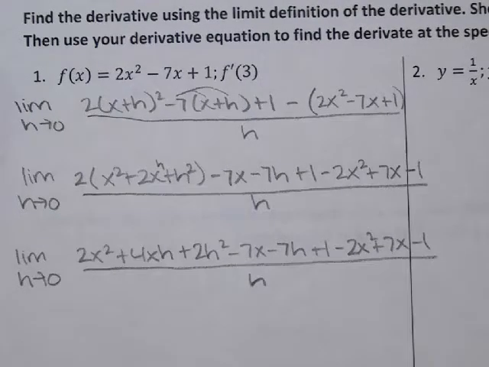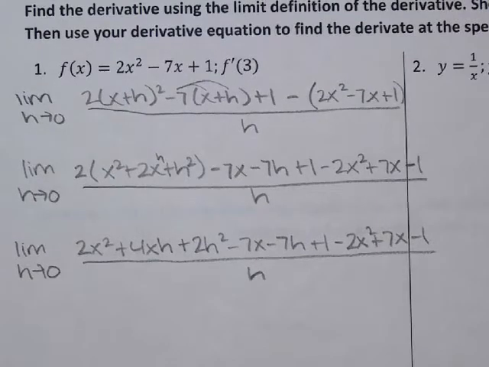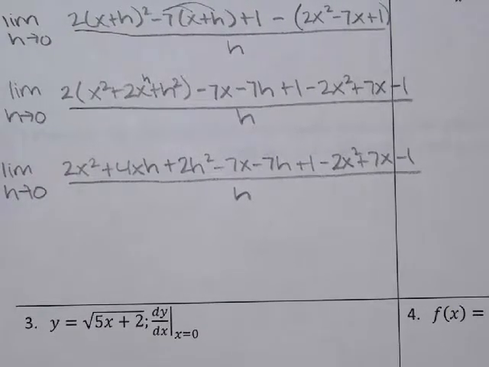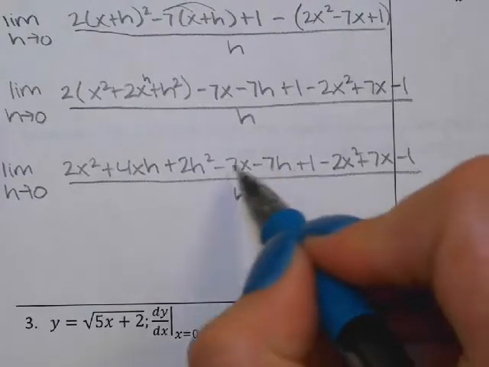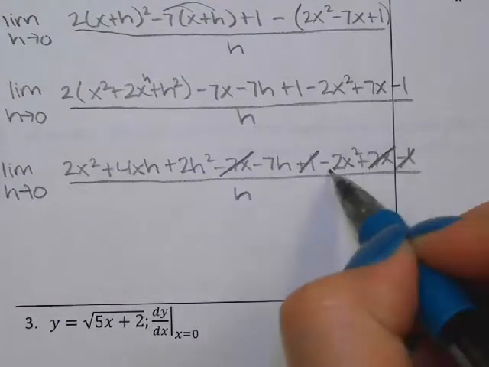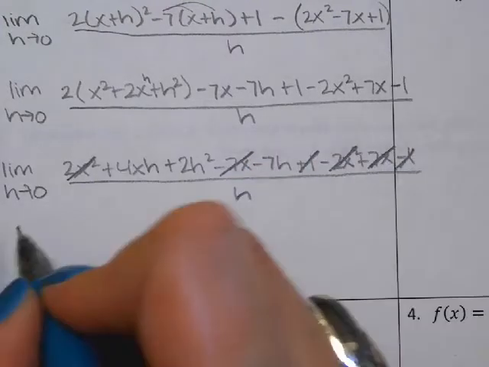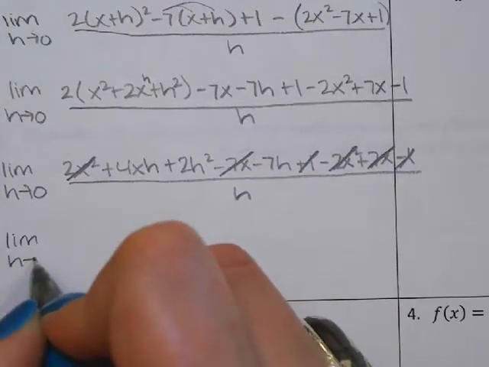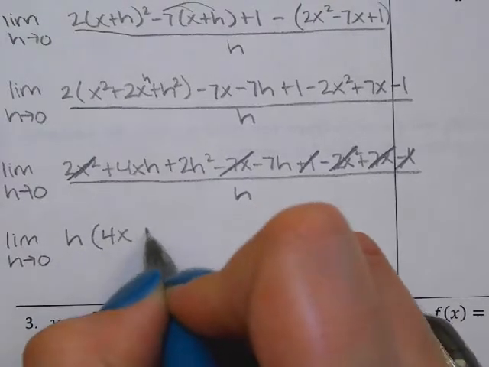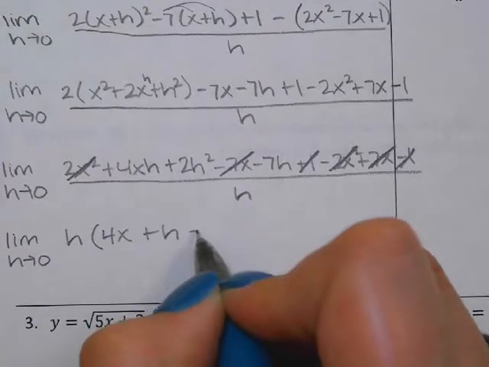Isn't it wonderful how ridiculous these problems get? And then everything just cleans up. I love that. All right, so what do you guys see? Gone. And the 1 and the 2x squared. So I'll pull the h out. That gives me 4x plus h minus 7.